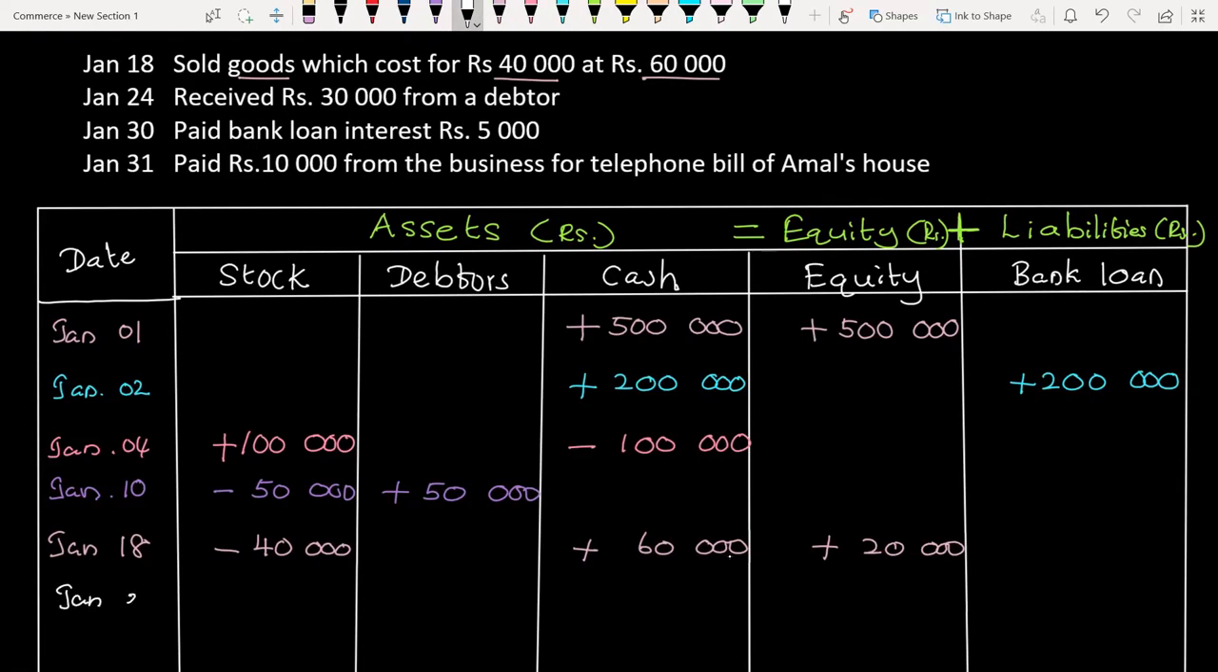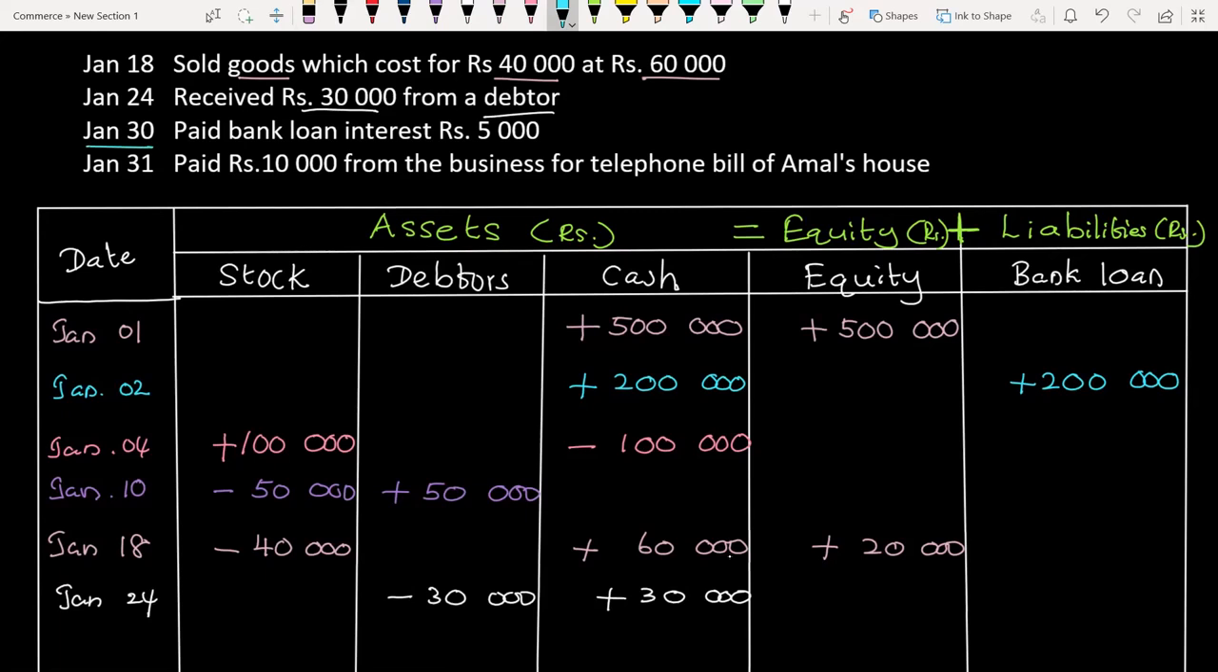January 24th. Received 30,000 from a debtor. So cash increases by 30,000. Then debtors decrease by 30,000.